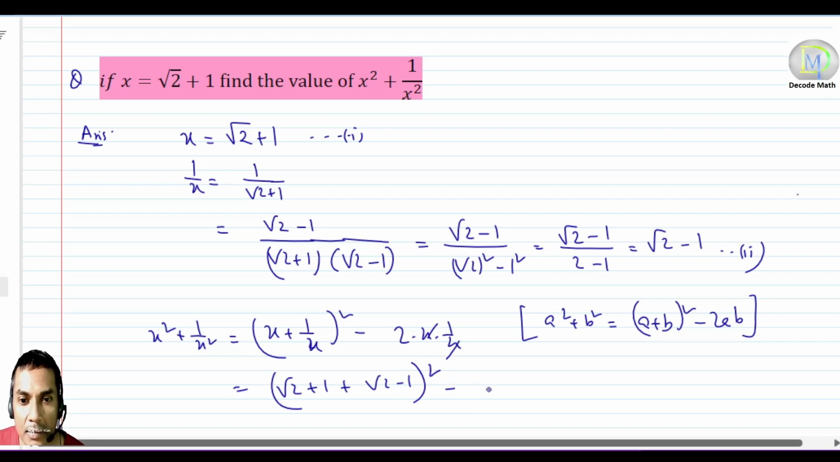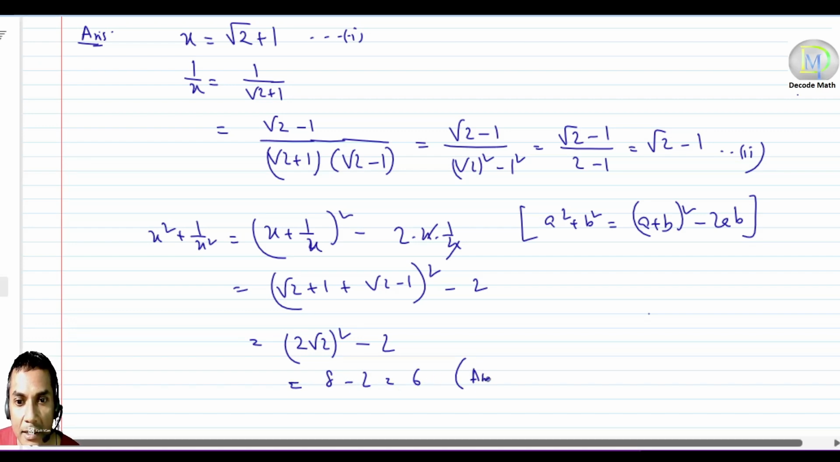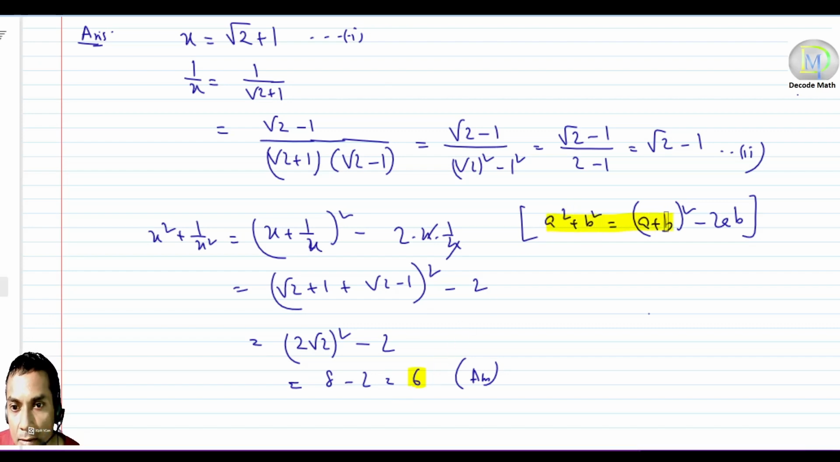Minus 2, this x cancels out. Done. Then here the 1 cancels out, we get 2 root 2 whole square minus 2. It will be what? 2 squared is 4, and root 2 square means 2, so 8 minus 2, that is 6. So 6 is the correct answer. Here we apply both rationalizing the denominator and this algebraic identity. With this combination we get the right answer.